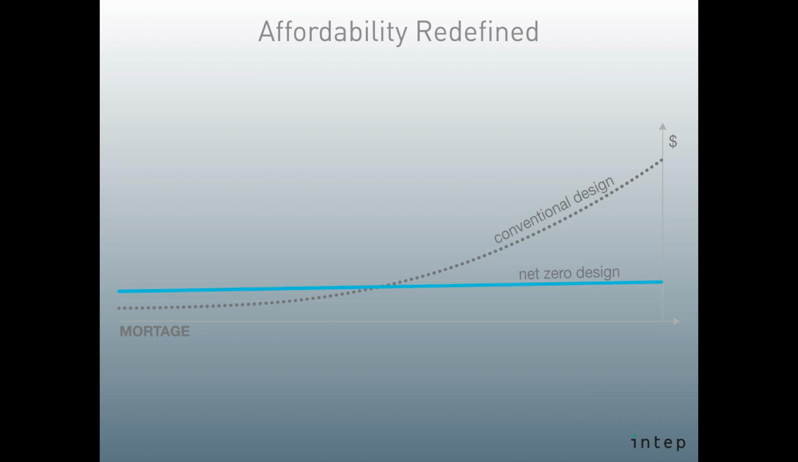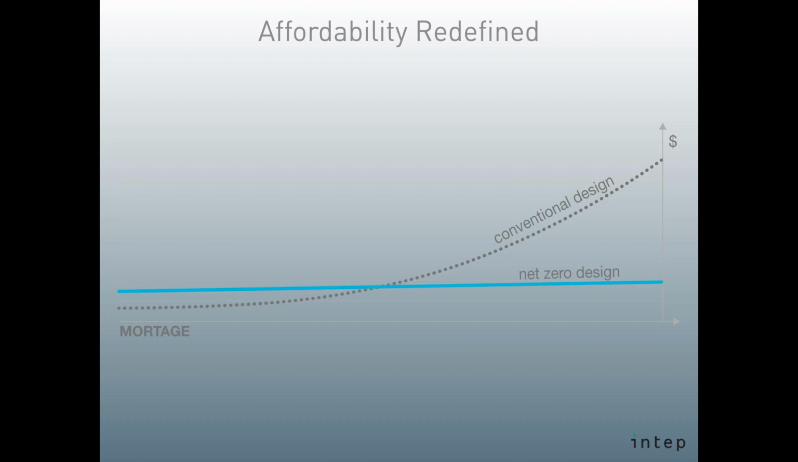So one of the things that I think is always important, this is a graph that we made for residential scale projects, is that if you make the investment into a really high performing building, and in this particular case, we're comparing net zero design with conventional design, you can really come out ahead over time.